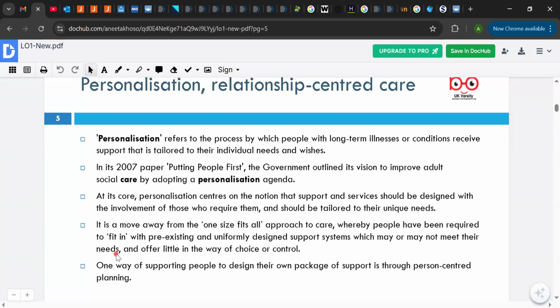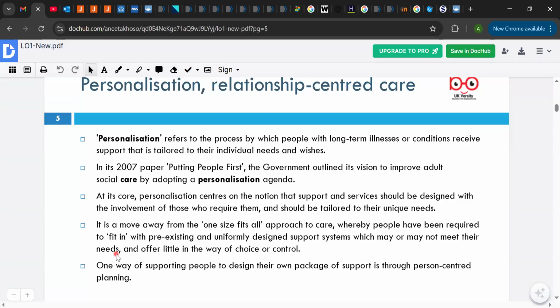So, it is a move away from a one size fits all approach to care, whereby people have been required to fit in the pre-existing and uniformly designed support systems. And this may or may not meet their needs and offer little in the way of choice or control. Again, as I said, I'll give you my example. I had to fit in that GP's way, with my physical examination, which I was not comfortable with. And that put me off quite a lot. So it was easy for the GP, but in the longer run, is it? No, they're not going to get a good response from me. They're not going to get good feedback from me.